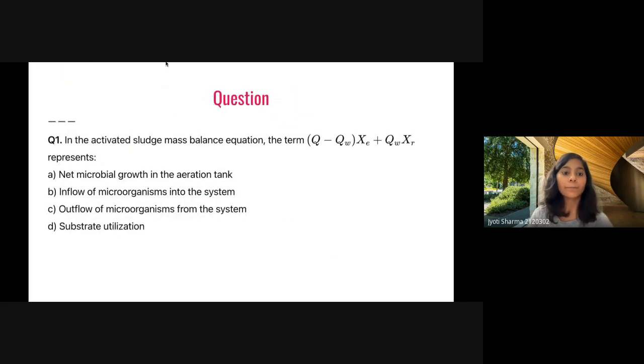Okay. In the activated sludge mass balance equation, the term Q minus Qw Xe plus Qw Xr represents what? We have four options here: net microbial growth in the aeration tank, inflow of microorganism into the system, outflow of microorganism from the system, and substrate utilization.